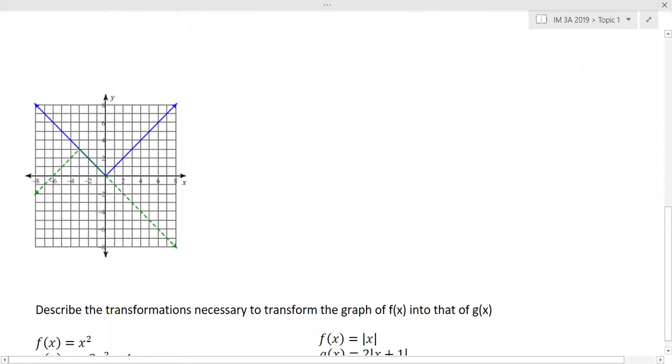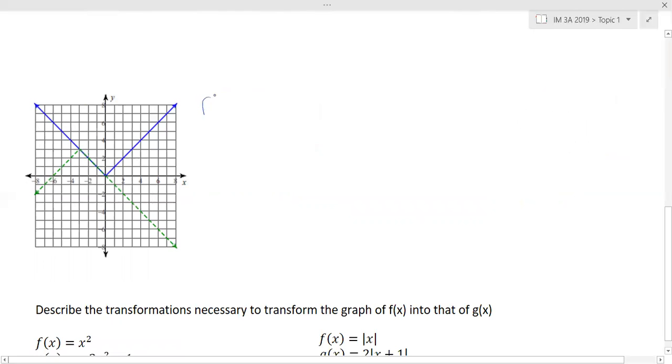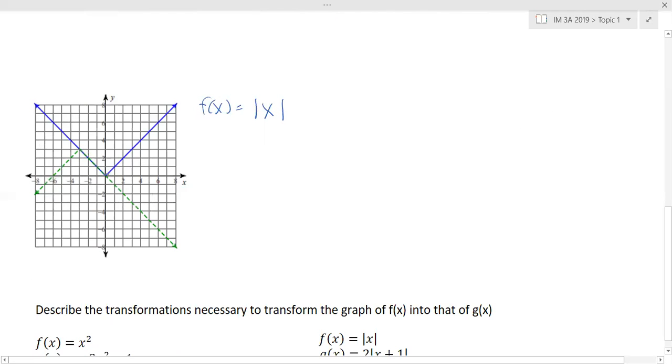Okay, so for our last one, we have another absolute value. And again, I know that because I see that it's the V shape. And so I want to figure out what are the transformations that got me from this 0, 0 point to the vertex of my new graph. And so notice that it moved to the left 3, but it also moved up 3. Okay, so our graph moved left 3 and then up 3.